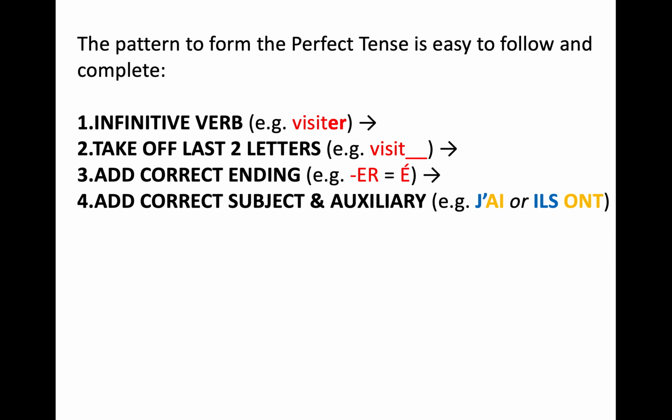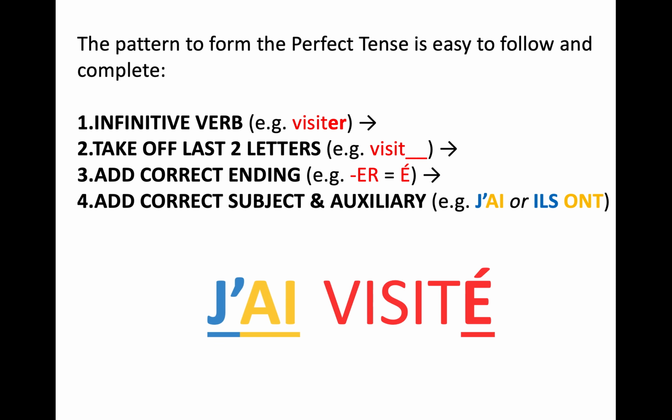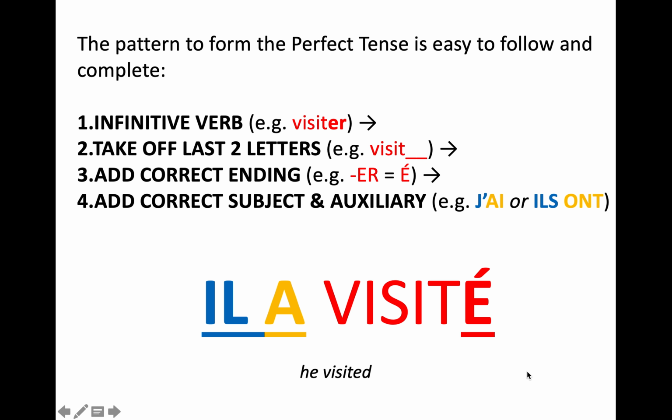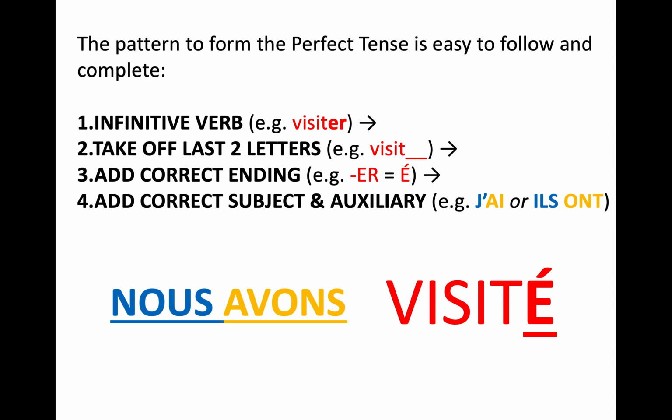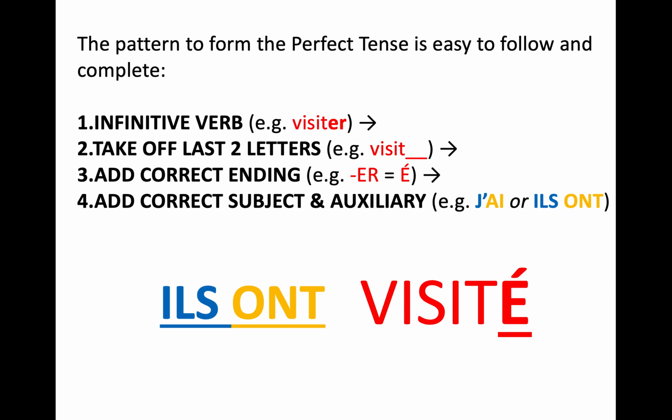And then you need to add the correct subject and auxiliary. For example, j'ai or ils ont. So you've got j'ai visité, I visited. Il a visité, he visited. Your past participle, visité, has not changed at all. It's the subject and the auxiliary that's been changing. Nous avons visité, we visited, and ils ont visité, they visited.